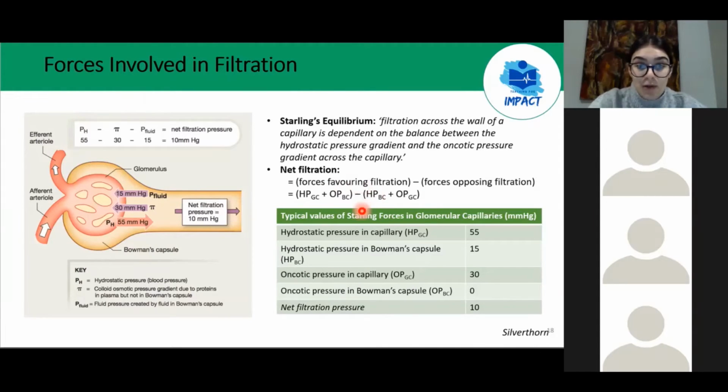So then we have 55 millimeters of mercury favoring filtration. And then we subtract the value of the forces that oppose filtration. So that's going to be that hydrostatic pressure trying to push water back in, and also the oncotic pressure in the capillary trying to suck water back in. So when we add that all up together, we get a net filtration pressure of about 10 millimeters of mercury in total. So the net filtration pressure that's going through this glomerulus and into Bowman space is about 10 millimeters of mercury. So because that's a positive pressure, we kind of expect a net filtration to occur because it's favoring pushing stuff out. Does that make sense so far?